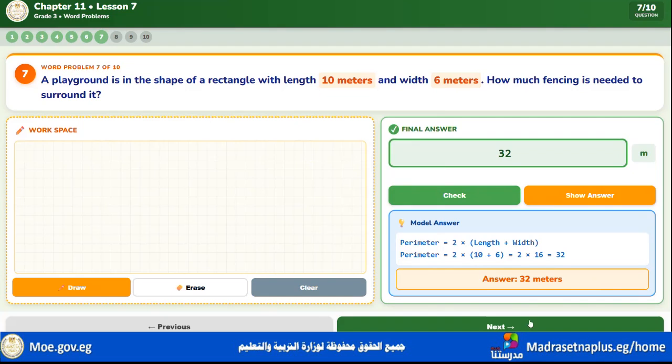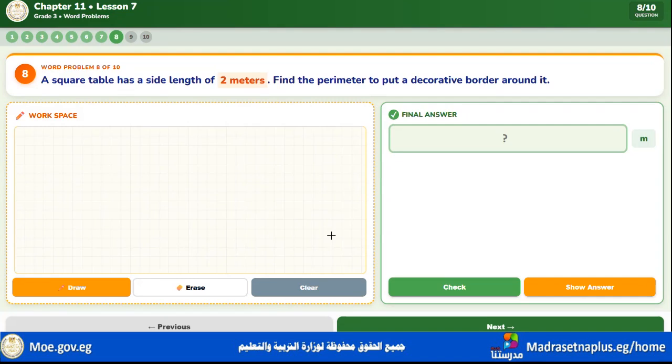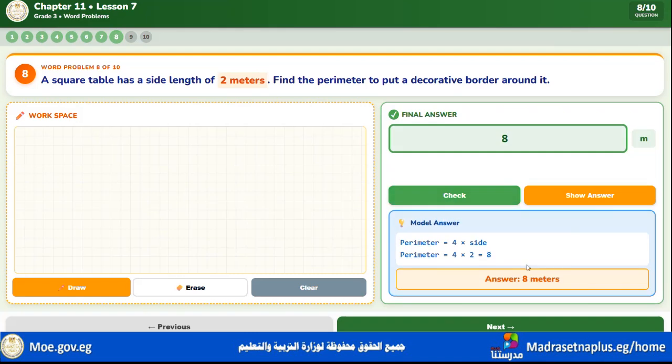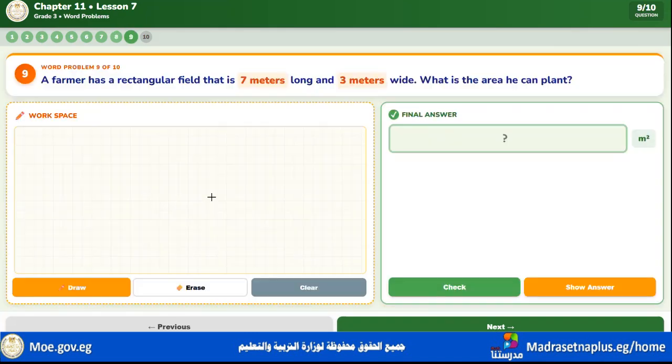It will be 32. A square table has a side length of 2 meters. Find the perimeter to put a decorative border around it. Yes, 2 by 4. A farm has a rectangular field that is 7 meters long and 3 meters wide. Find the area that he can plant, okay? Area of a rectangle, its dimensions are 7 and 3, 21.